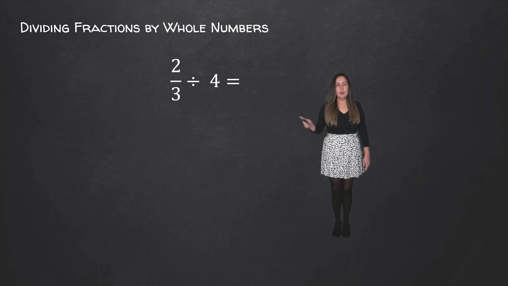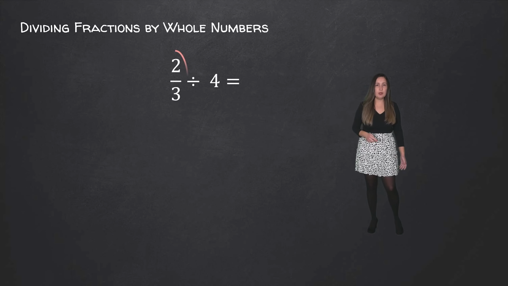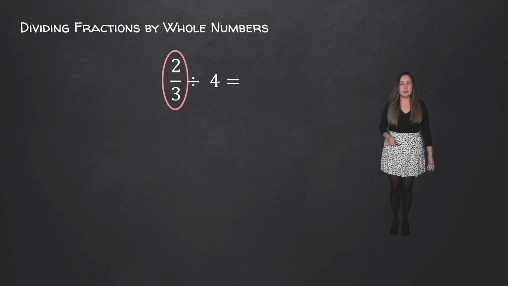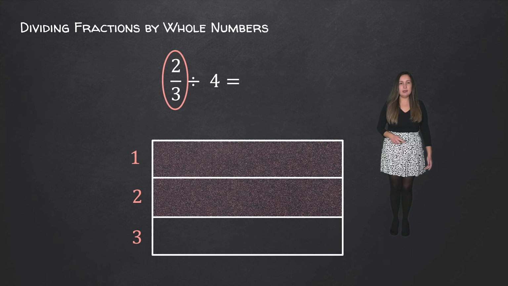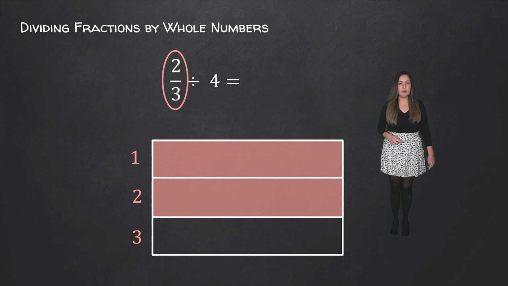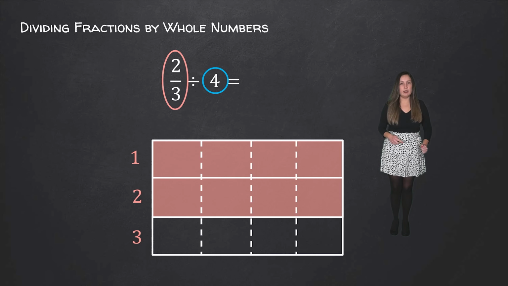So we have 2/3 divided by 4. First things first, we're going to represent the 2/3. Now, in order to represent the 2/3, we have to take a rectangle that's split up into 3 parts and shade in 2 out of 3 parts. And then in order to divide by 4, we're going to cut vertically into 4 parts.